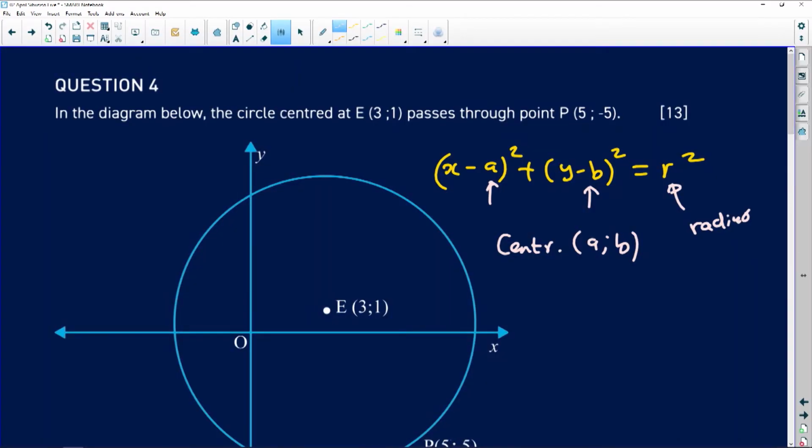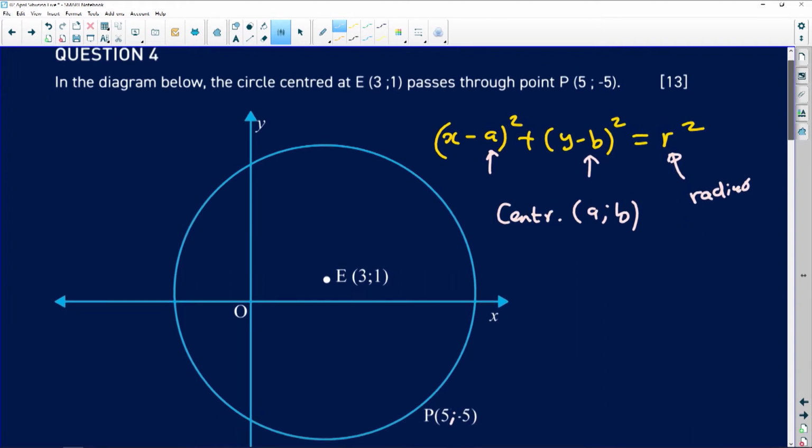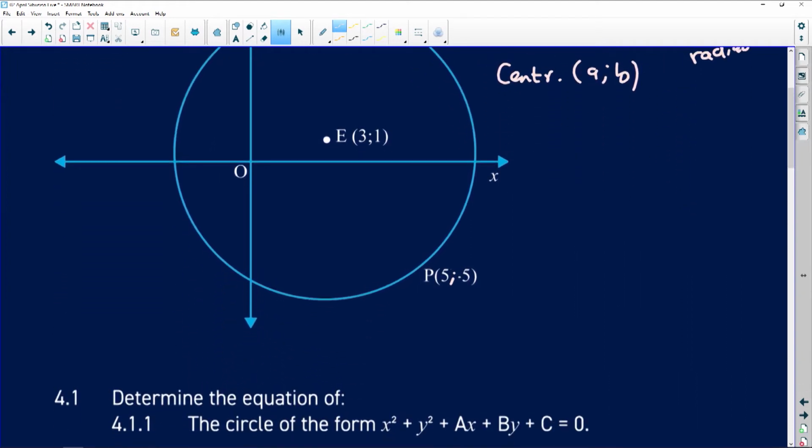We were told that in the diagram below, the circle centered at E(3; 1) passes through point P with coordinates (5; -5). Beautiful stuff, right? So now let's see what they want us to do. They want us to determine the equation of the circle in the form x² + y² + ax + by + c = 0. Okay, that is very confusing. But if you know your algebra, you won't struggle in this case.